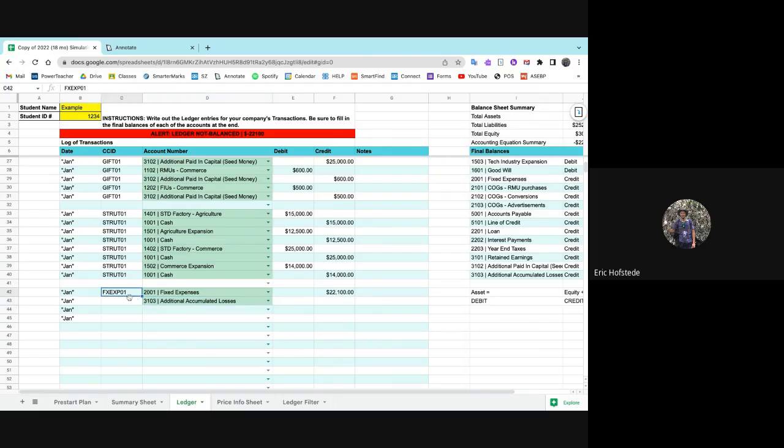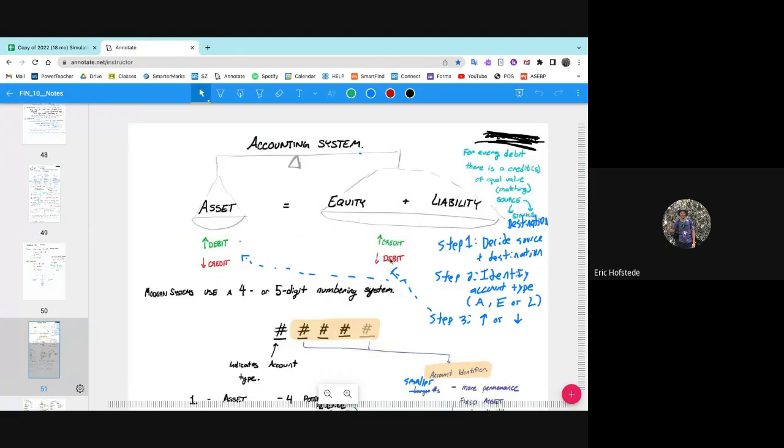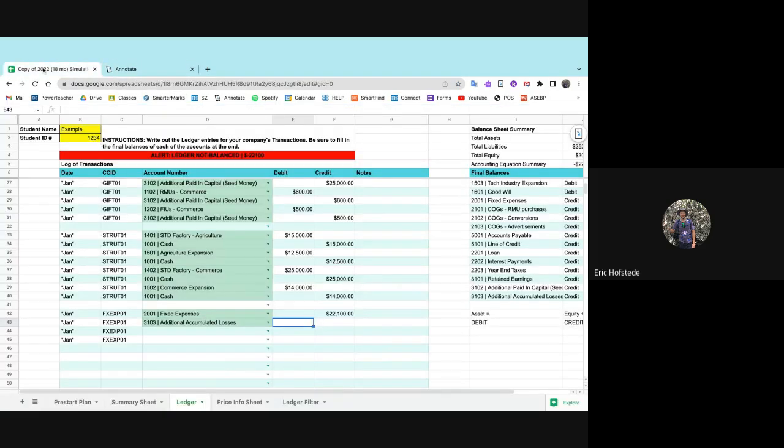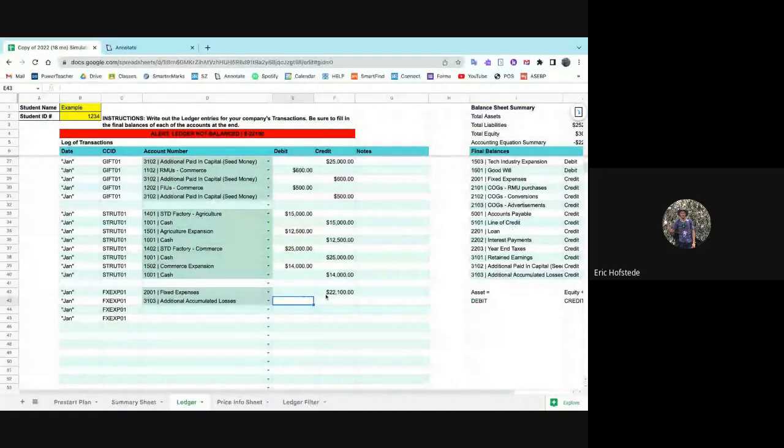And this is still a fixed expense. All 4 of these are going to be my fixed expenses for January. And now our net worth or our equity has gone down. So I'm going to debit that additional loss account by this same amount to keep it balanced.